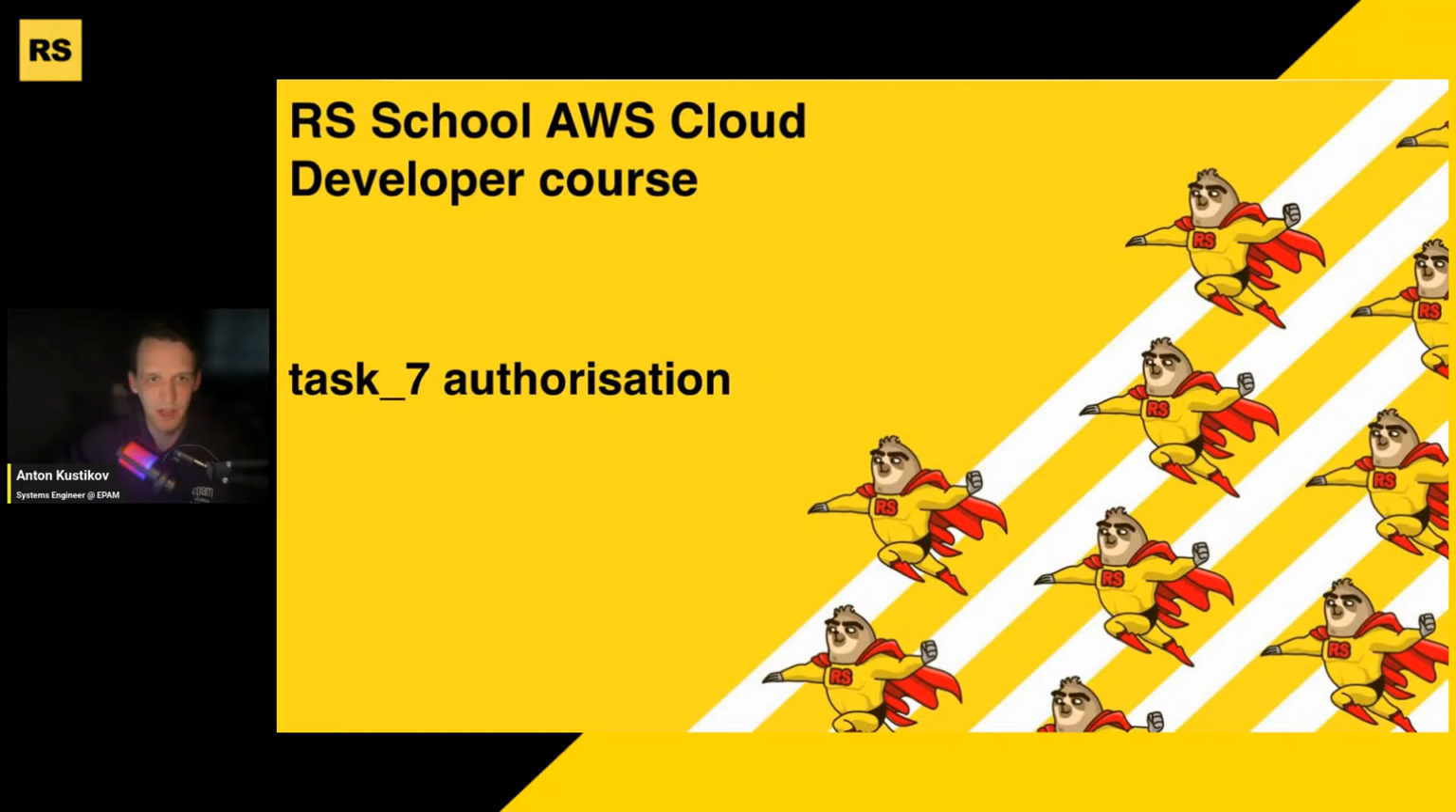Hello again. Today's topic is authorization. It's not a big task, but it's a huge topic to talk about. But within the scope of our task, it's not a big deal, just because AWS already provides us with built-in functionality for its services to make authorization happen from the side of our application. Today we will have a look at how to implement it and what should be done in task number 7.